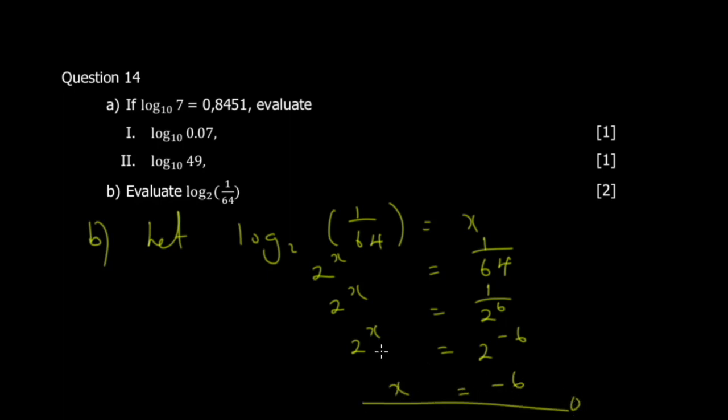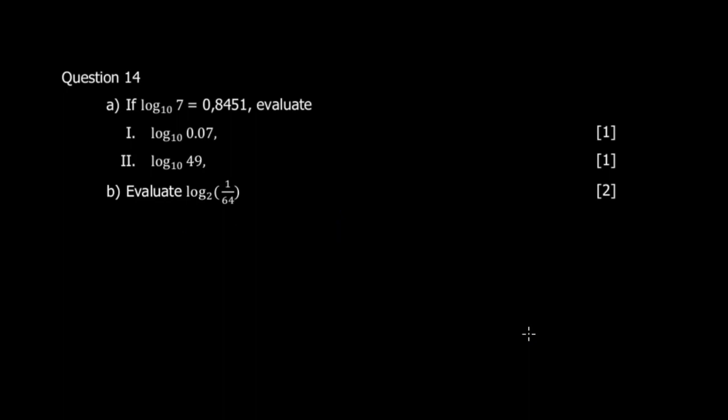And the clutch here is that these bases should be equal for you to say these indices are equal. And then you're done. This is also equally fast. The other one, it's not very common, but I love that method. So yeah, let's quickly move to question 15.